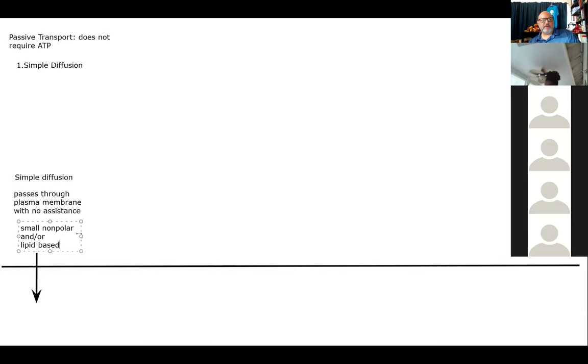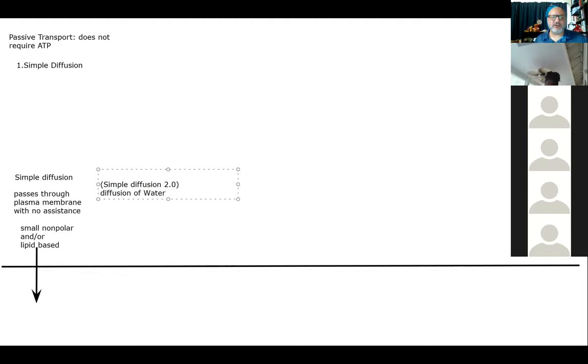All right, perfect. There's also simple diffusion 2.0, right? There was one other thing that can simply diffuse. And what was that other thing that can simply diffuse as well? Water. All right, absolutely.